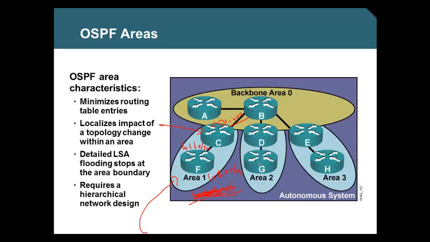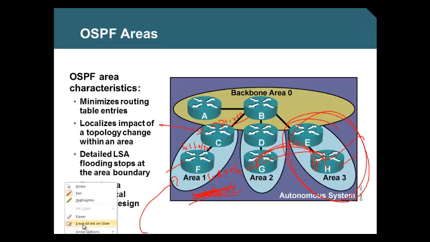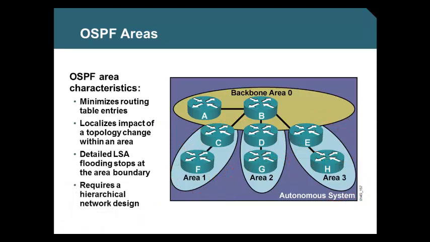Why? See, if we have areas and we got these routers in different areas, F in area 1, H in area 3, it is because the networks inside this area are frequent talkers. The networks between areas don't frequently talk. That's why we have put them in different areas. They don't frequently talk.